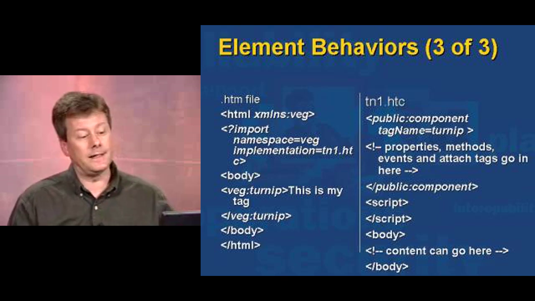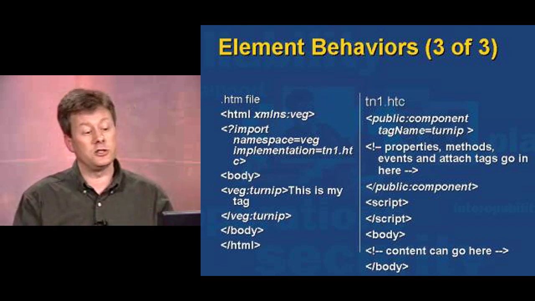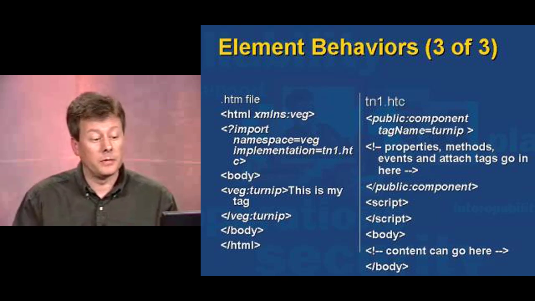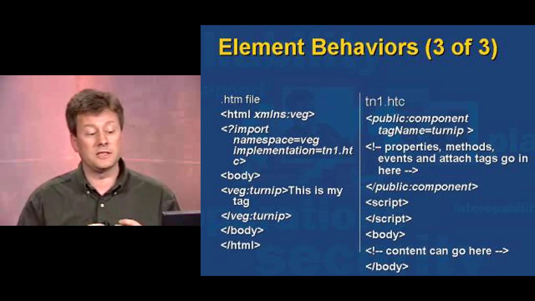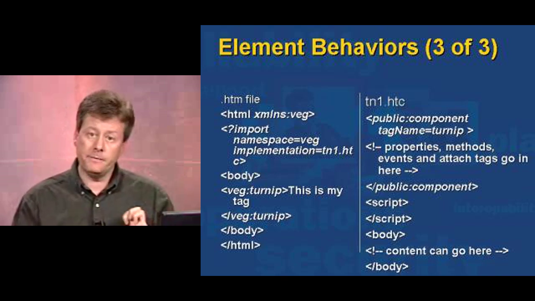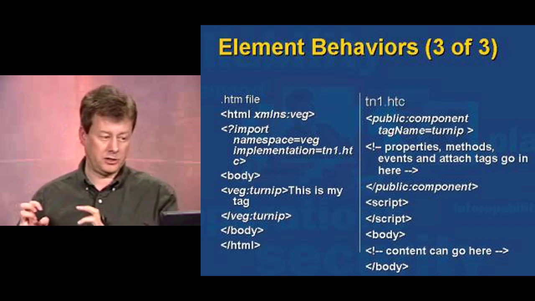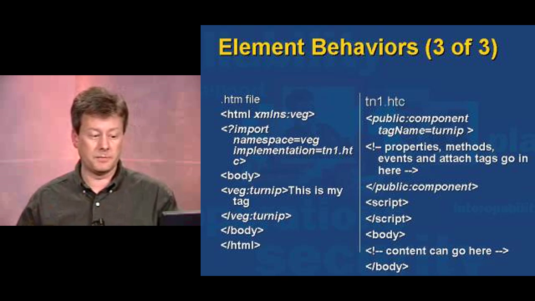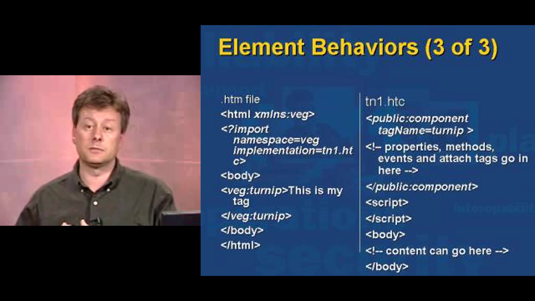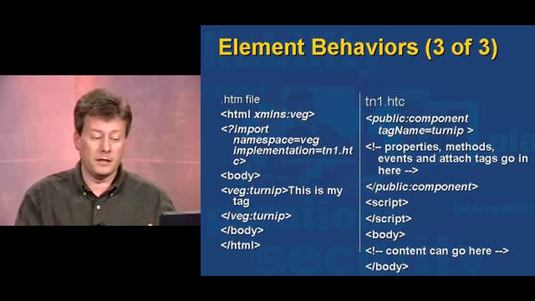And so if we look on the right-hand side of the screen here, we've got the tn1.htc file. So this is a standard HTML component, much the same as we introduced with Internet Explorer 5.0. But the difference here is that we've specified a tag name of turnip. And so when we're in element behavior, the behavior is specifying the tag name, and the user of the behavior in the HTML file is specifying the namespace. And so it's up to the author of the HTML file to avoid tag name conflicts by using different namespaces, but the tag name is under control of the behavior author.